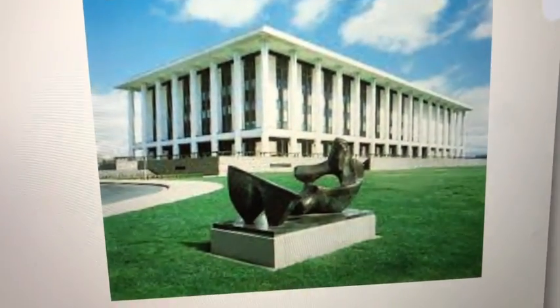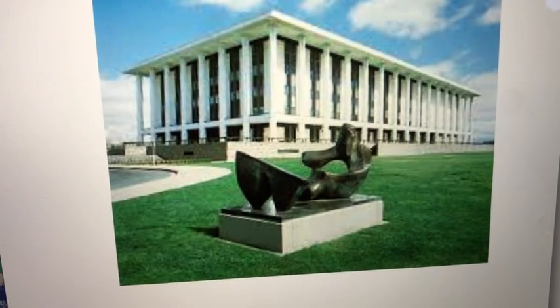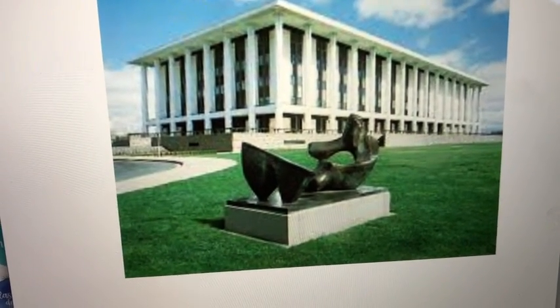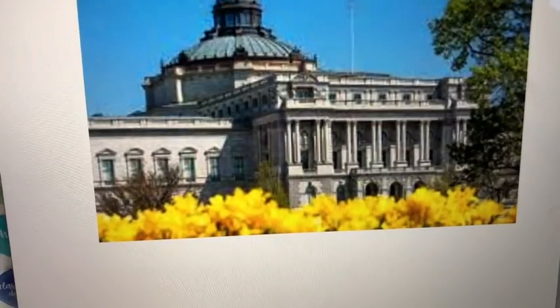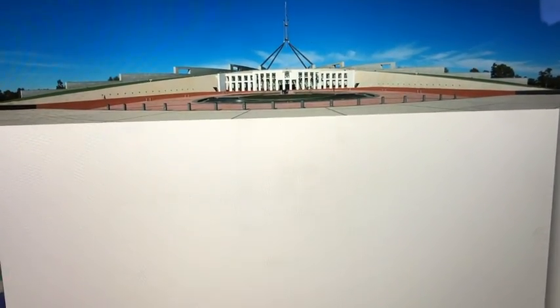So you might want to go look up some of the monuments in these cities. It's pretty cool to see. Those are the buildings that we were reading about. That's what they look like in real life. So maybe take some time to go and look up some neat buildings in Australia and Washington, D.C.